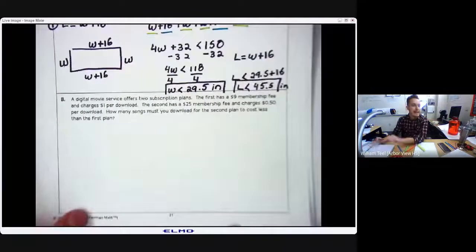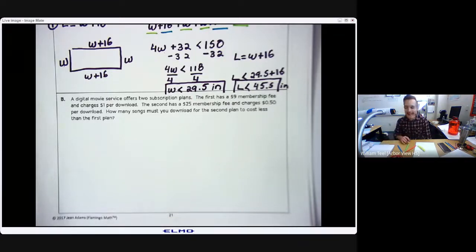Moving down to part B, we have a digital movie service that offers 2 subscription plans. The first has a $9 membership fee and charges $1 per download. The second has a $25 membership fee and charges 50 cents per download. How many songs must you download for the second plan to cost less than the first plan?